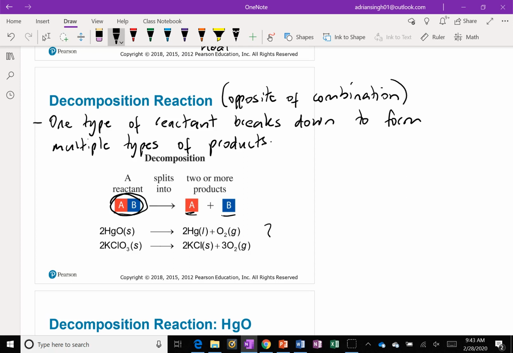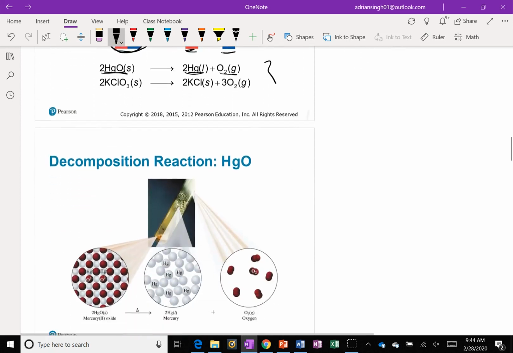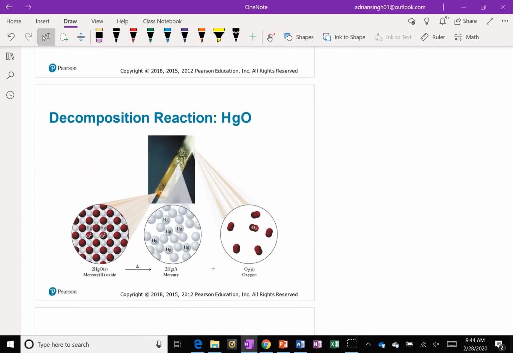Right, so we have a couple examples here. You have your mercury oxide breaking down to give you mercury and oxygen, and then that's shown down here in the actual tube itself. So if we have our mercury oxide, we apply a little bit of heat to it. Again, remember the triangle means heat. That breaks down into liquid mercury. And then we see bubbles. In this case, these bubbles represent the gas which is produced, which is oxygen.